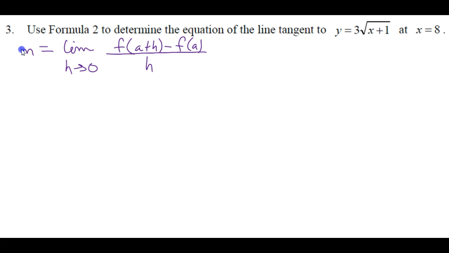Okay, so we want to fill this in, right? What are we going to write? Limit as h approaches 0 of f of a plus h. Do we know this a? Yeah, a is 8, right? So let's write this.